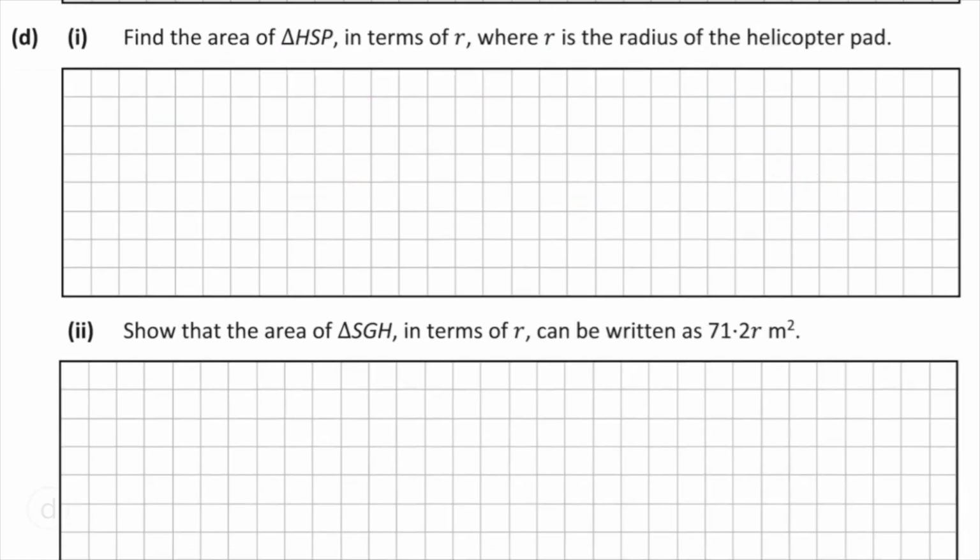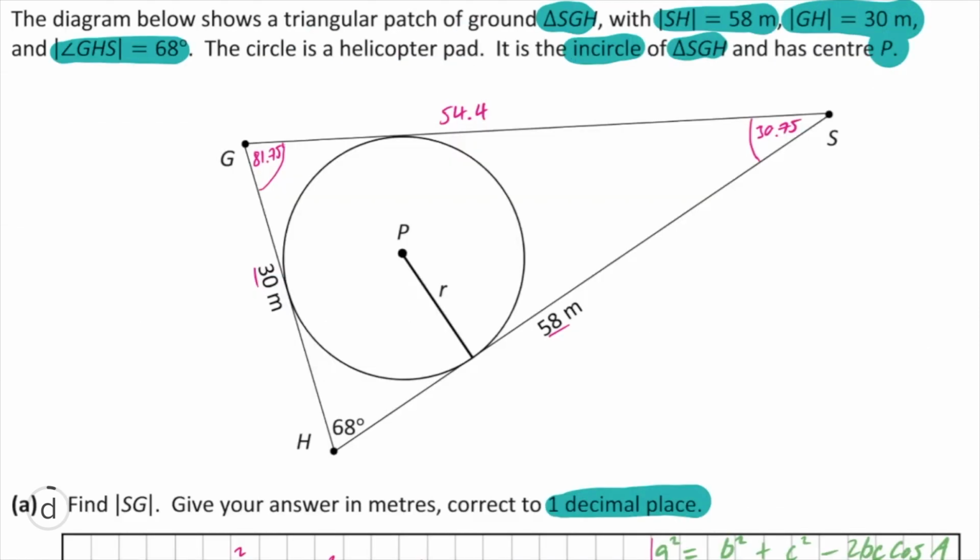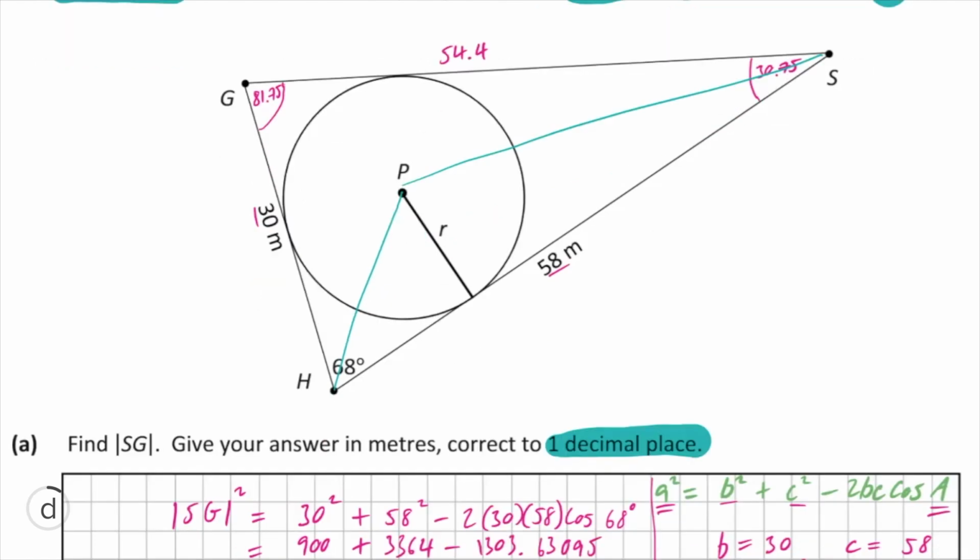The next part of the question, D part 1, asks us to find the area of the triangle HSP in terms of R, where R is the radius of the helicopter pad. So the first thing we're going to do is go back to our diagram and then draw this triangle HSP. So that's what it's going to look like. Just picture those as being straight lines. So the key thing to realize about this part of the question, or I should say the thing that they want you to realize, is that this line of length R is perpendicular to the side HS. So therefore the perpendicular height is R.